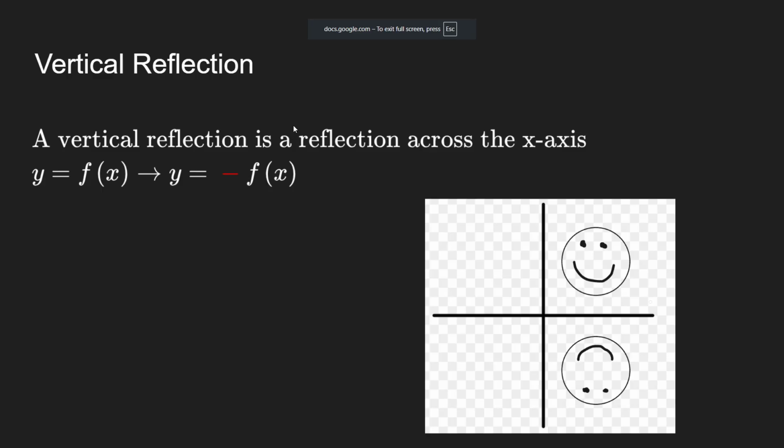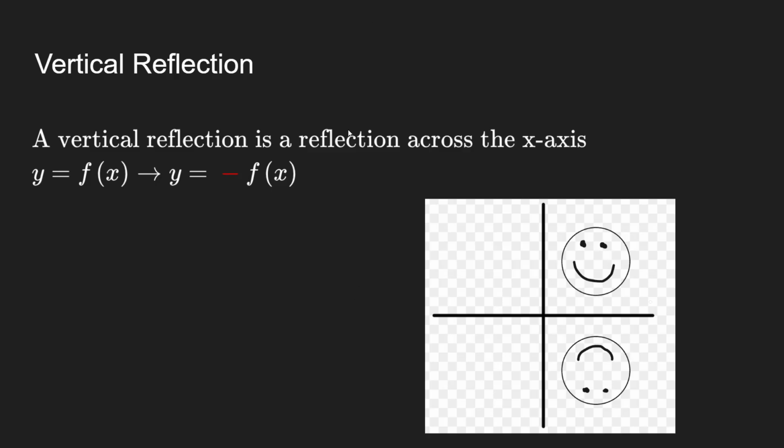So a vertical reflection is a reflection across the x-axis. So we just learned that. So what it looks like in this notation is we basically have our normal function f of x, and we're just multiplying the entire function by -1. So in this case, all the y values are turning into negative y values. So here's a cool picture I made here, so you guys can see the smiley face. It's being reflected all the way across the x-axis. So all the points are reflected while keeping the same x value.